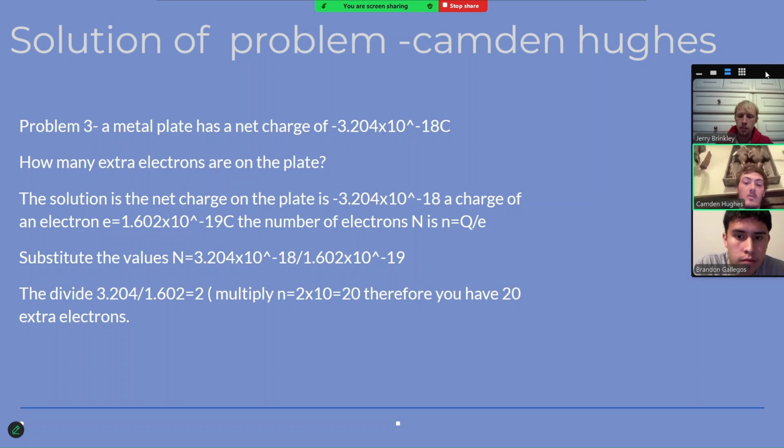The number of electrons is N equals Q over e. You substitute the values and get N equals 3.204 times 10 to the negative 18th power over 1.602 times 10 to the negative 19th power. Then you divide them, and 2 times 10 would give you 20. Therefore, you have 20 extra electrons.